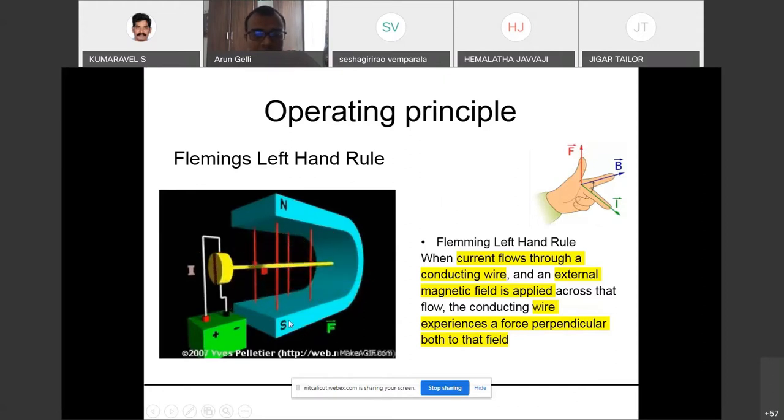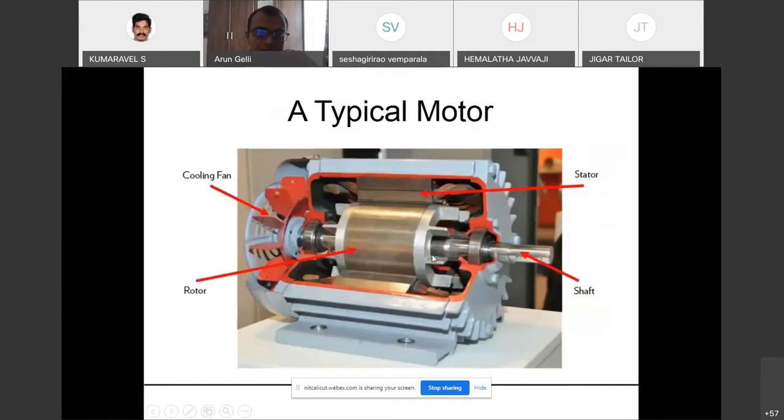Let's look at this animation here. As you can see, this is a magnet with north to south, and you can see the magnetic field. And this is a copper coil connected in a coil shape. When the current is flowing, you can see the force direction given by this arrow. Based upon that force, the coil will start spinning, and that force can be used for various load applications. So that's the basic operating principle of a motor.